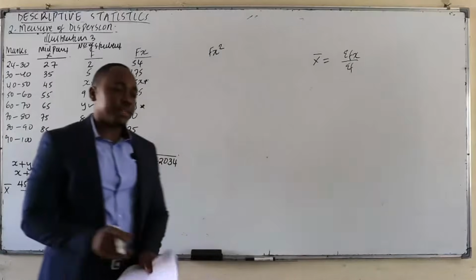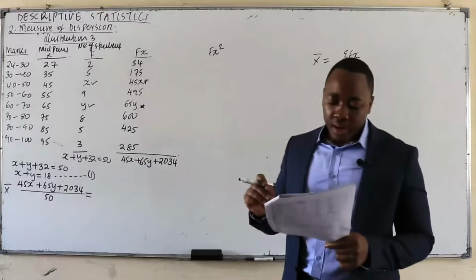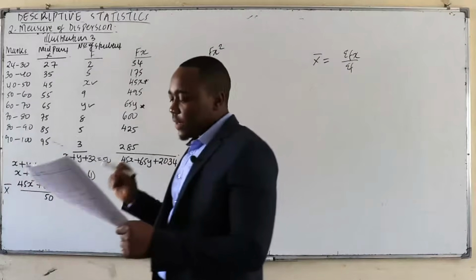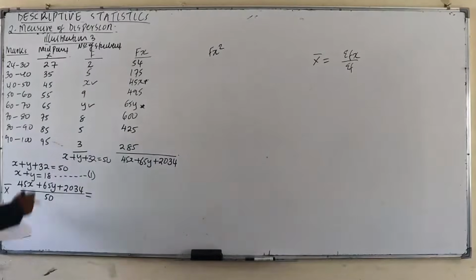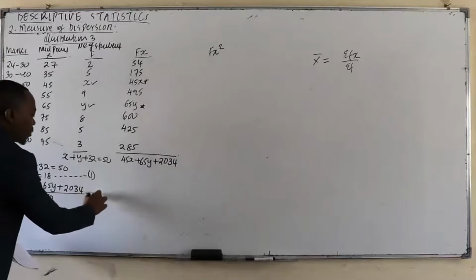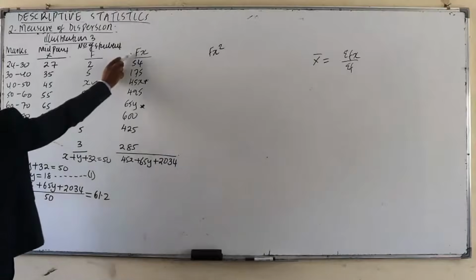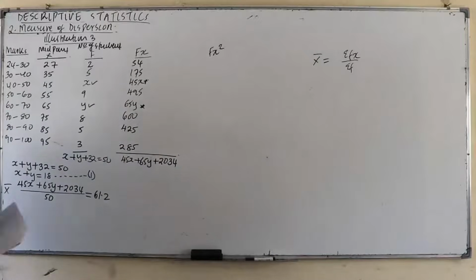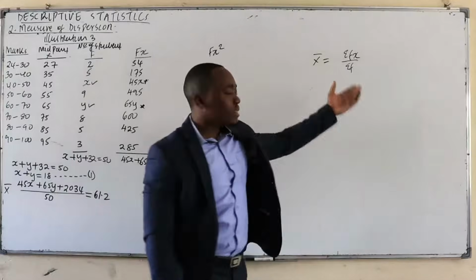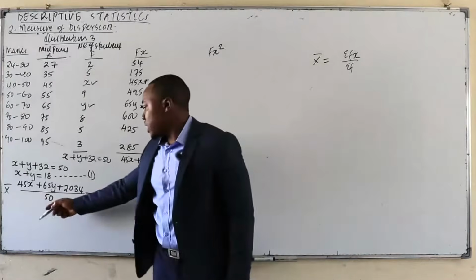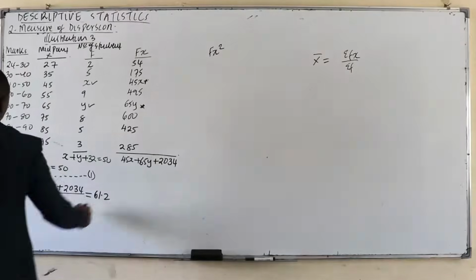Under required, you are told to find the values of x and y, given that the mean of the distribution is 61.2. So you are already given the mean, 61.2. I repeat: I've just taken the summation of fx, which is this. If you divide by the frequency, which is the total number of students, which is 50, you're told that the mean is 61.2. So we want to determine the unknown.